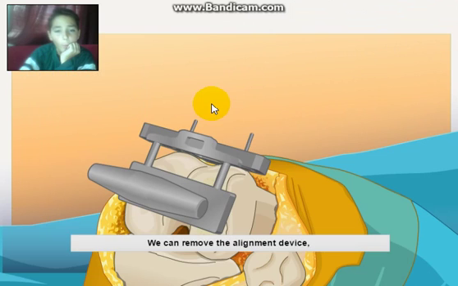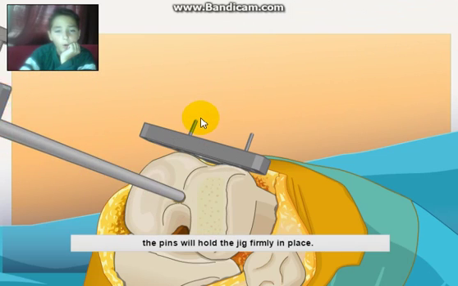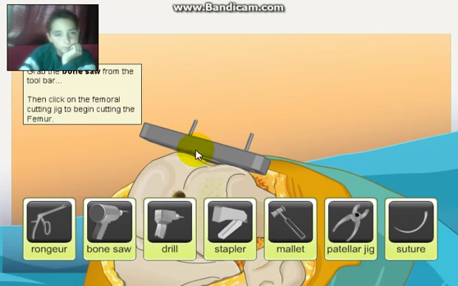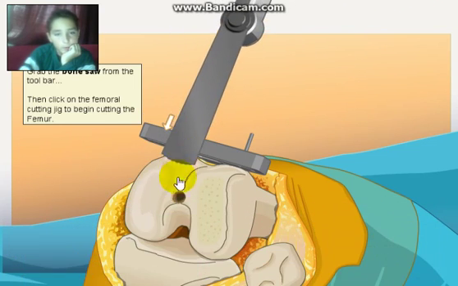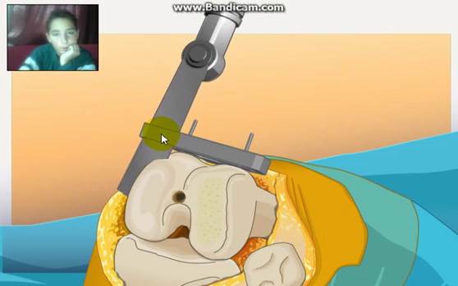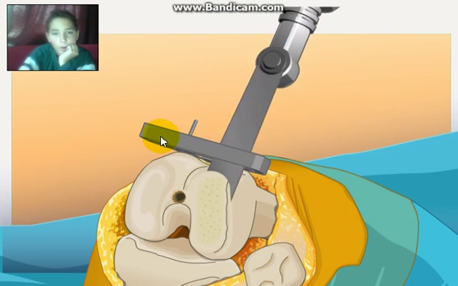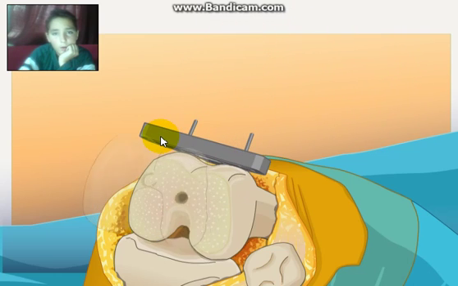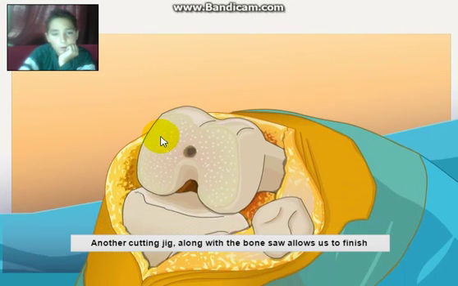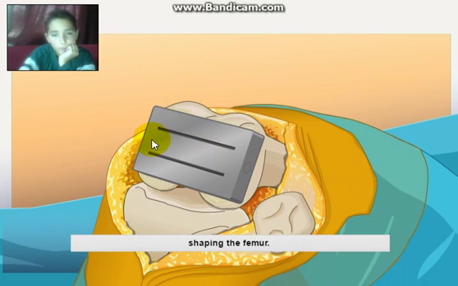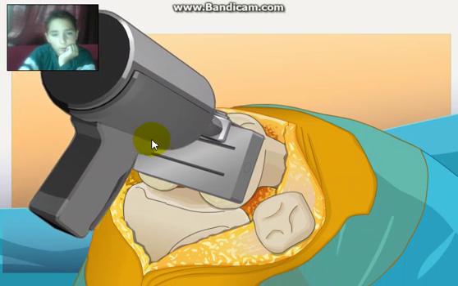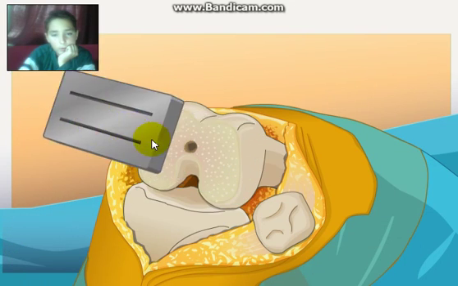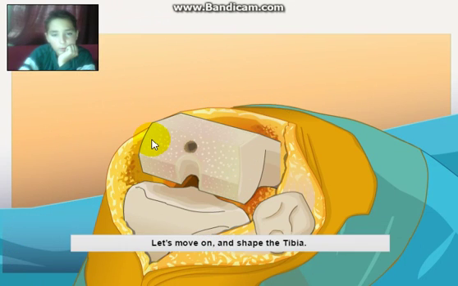We can now remove the alignment device. The pins will hold the jig firmly in place. Now for some real bone shaping. Use the bone saw to cut the bone so it is prepared for the new femoral component. Another cutting jig, along with the bone saw, allows us to finish shaping the femur. Let's move on and shape the tibia.